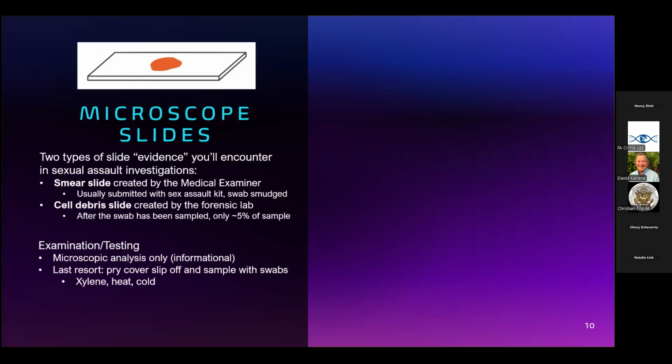So there are sort of two goals when it comes to examination or testing of microscope slides. You either look at the smear slides or the cell debris slides simply for information, like, oh, there's sperm cells. Great. Now I know how to pursue the rest of my testing. Or there might be situations where all you have is a slide, so you have to sample it. This is more of a last resort, because if you don't have the swabs or any other evidence, then typically we'll go to the slides. And that just involves prying the cover slip off and sampling it using your own new swabs.